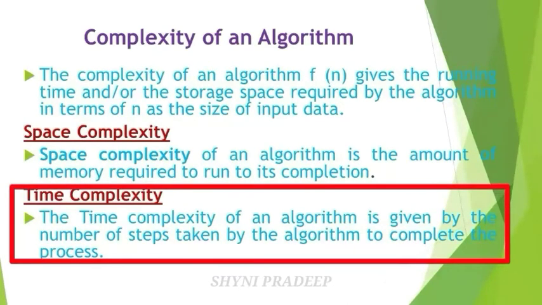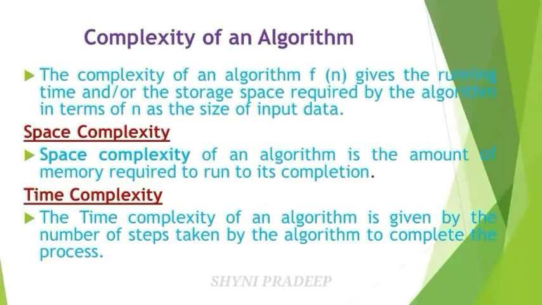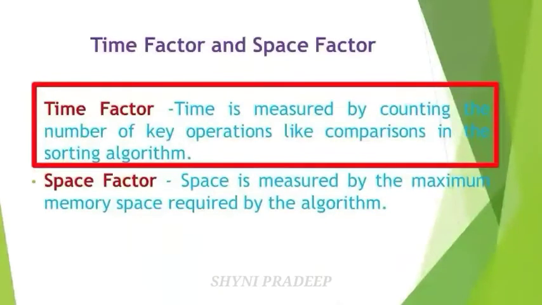Number of steps taken by the algorithm to complete the process, which means how much time it consumes to execute the program. How much time the program will take during its execution, that is called time complexity. Time is measured by counting the number of operations in an algorithm. What do you mean by time factor? It is measured by counting the number of operations in an algorithm.